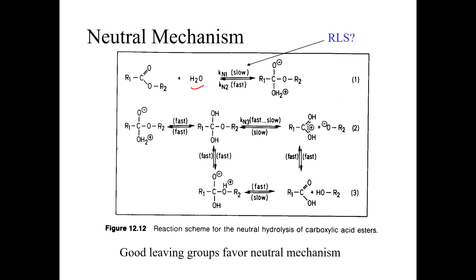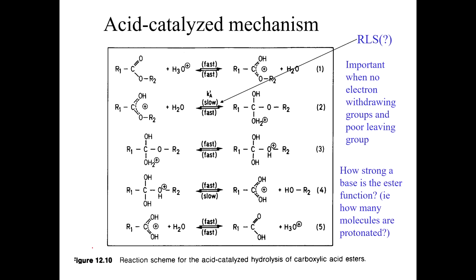So this neutral mechanism occurs most commonly when you have good leaving groups. If your leaving groups are poor, you might need a different mechanism to get this reaction to go. The acid catalyzed mechanism is going to occur under acid conditions. Under acid conditions, you don't have a lot of hydroxide around. What you have is a lot of H3O plus and a lot of water molecules.